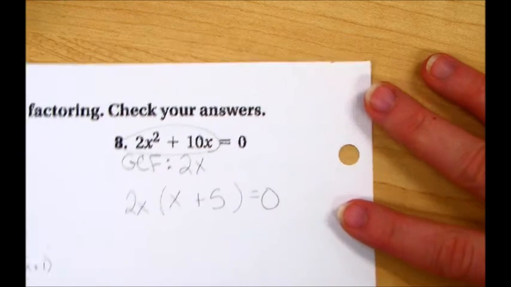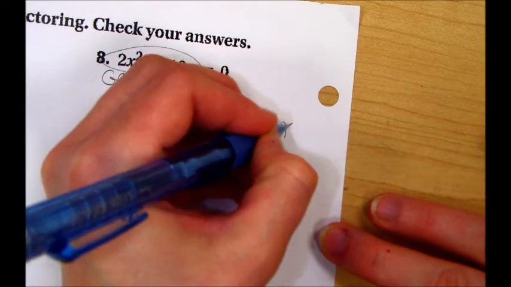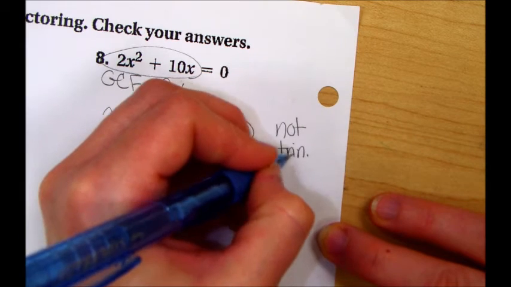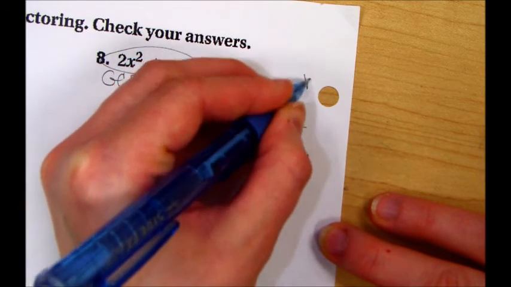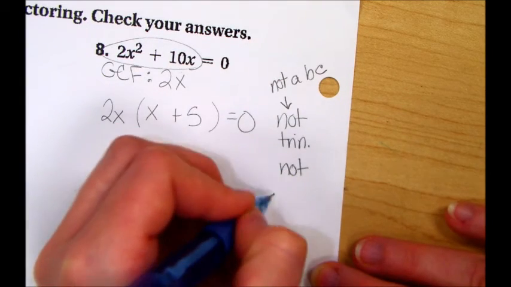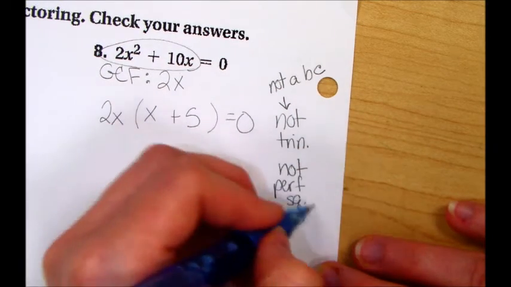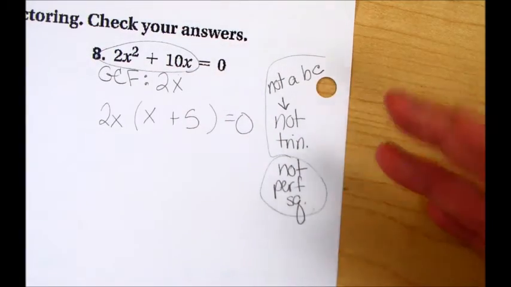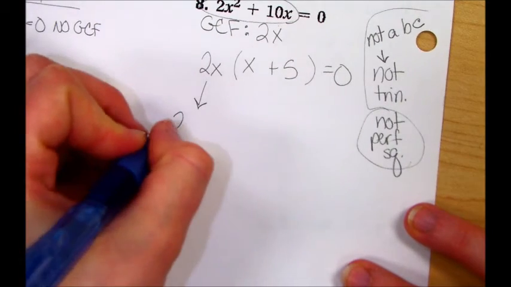Something I do need to point out here is that you don't have a trinomial. Because it's not a trinomial, you're not going to do ABC. Notice this is not perfect squares, so you're not going to do that other thing we did with perfect squares. So it's done. It is ready to solve. Set this equal to 0 to solve it.